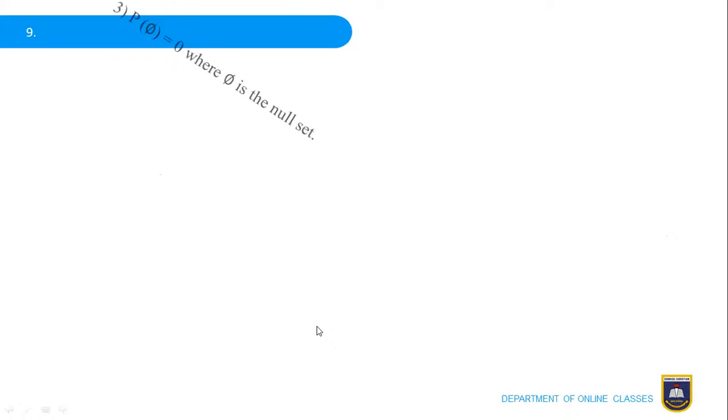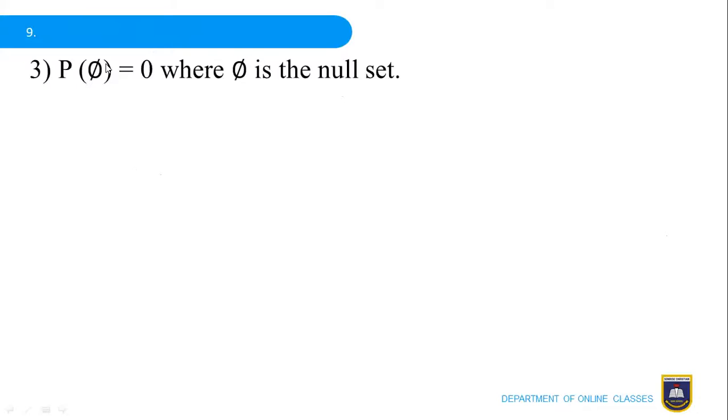The third one: the probability of the empty set. This symbol represents the empty set. The probability that the empty set will occur is 0. This means if you perform an experiment, you should expect an outcome. If you flip a coin, which has two faces, definitely one of the faces will show up. There is no way you flip a coin and do not see any of the faces. So the probability that nothing will show, the empty set or null set, is 0.